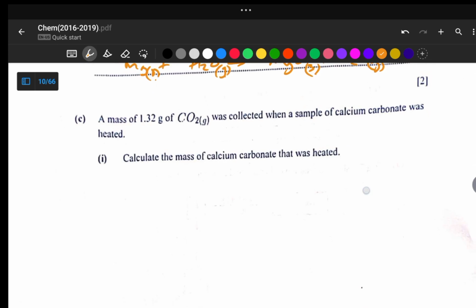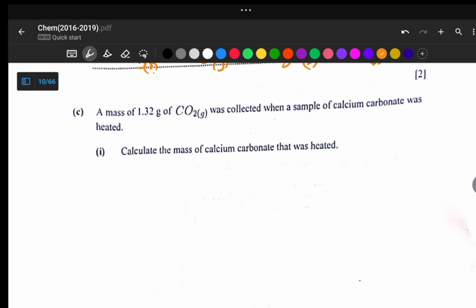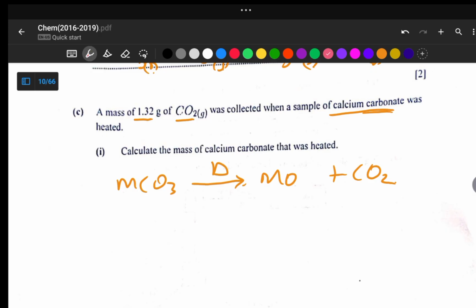And then the next question says a mass of 1.32 grams of carbon dioxide was collected when a sample of calcium carbonate was heated. So we said M carbonate heated will give M oxide plus carbon dioxide. So this is the equation for all the thermal decomposition of the carbonates. Are we together? So here we are given the decomposition of calcium carbonate, so we are simply replacing M with calcium, as simple as that. Are we together?